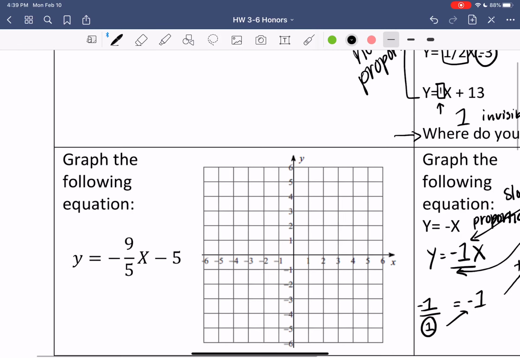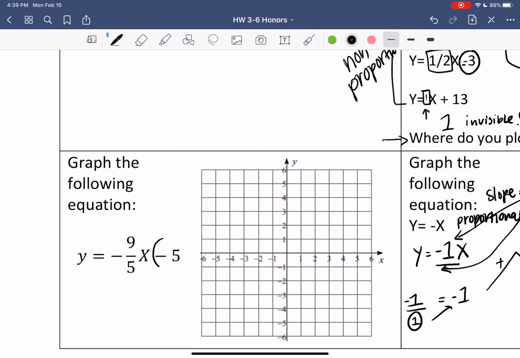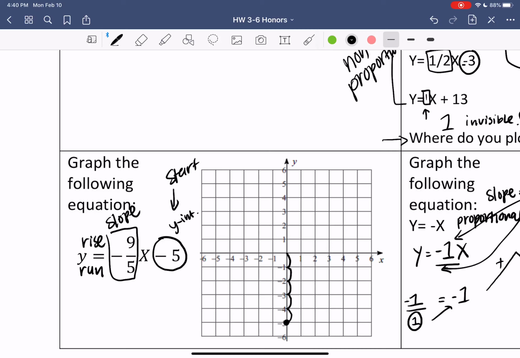All right, so again, remembering that this right here is our y-intercept, and this number here is my slope. So we have a rise of 9 and a run of 5. I'm going to start with my y-intercept. You always want to start there. So I'm going to go 1, 2, 3, 4, 5. And then since I can't go down 9, I can go up 9. 1, 2, 3, 4, 5, 6, 7, 8, 9.